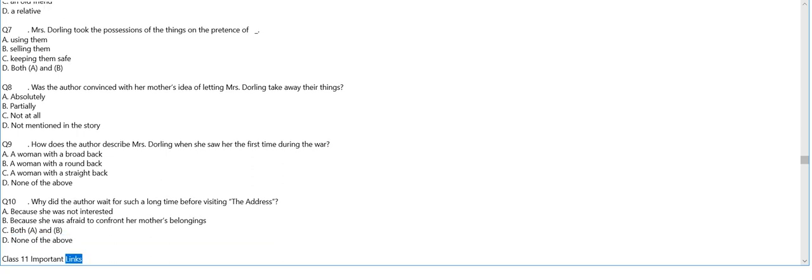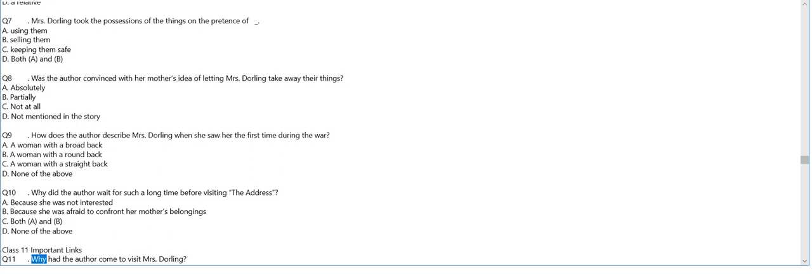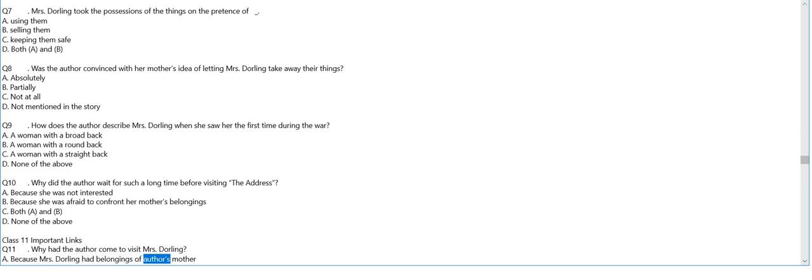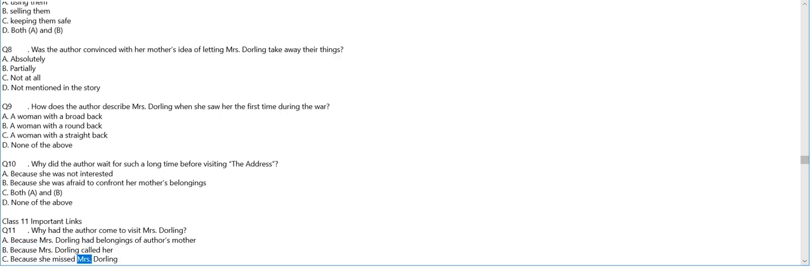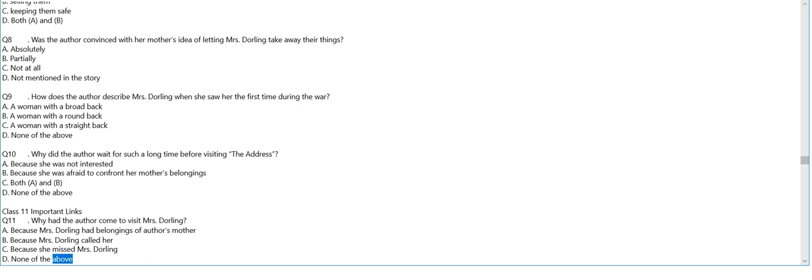Q11. Why had the author come to visit Mrs. Dorling? A. Because Mrs. Dorling had belongings of author's mother. B. Because Mrs. Dorling called her. C. Because she missed Mrs. Dorling. D. None of the above.